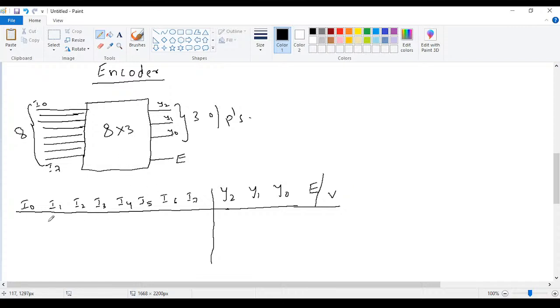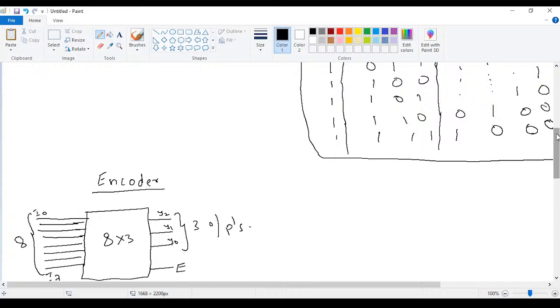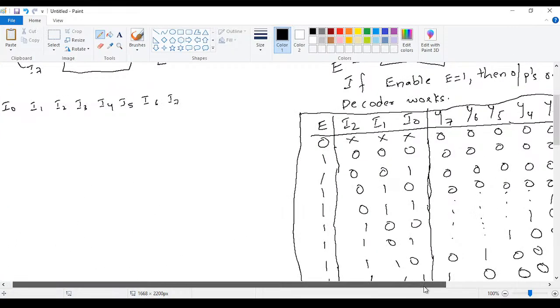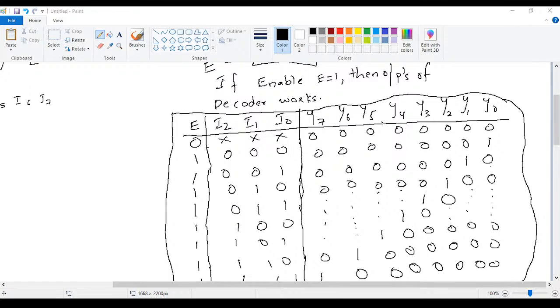Okay. And now here we can see, what will be the input of the decoder, what is the output of the decoder. Here the output of the decoder is 1, only one output will be 1 and the remaining will be zeros. And if it is 0 0 0, that means Y0 will become 1 and the remaining all will be zeros. And E equal to 1 means it is a valid input.